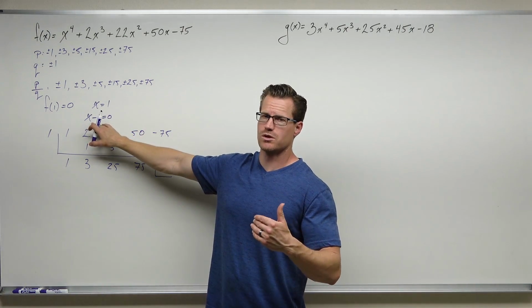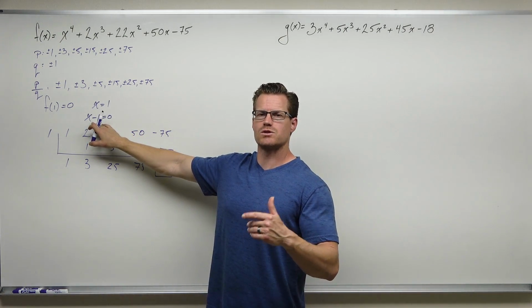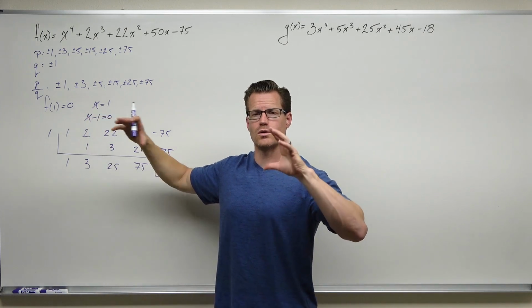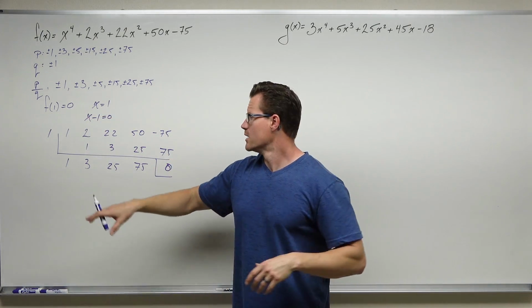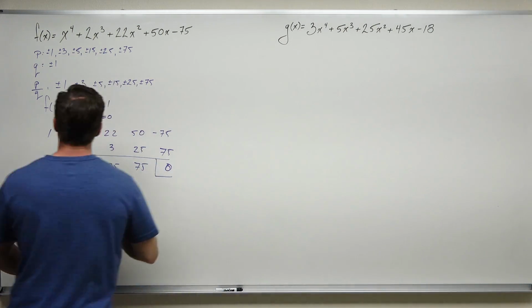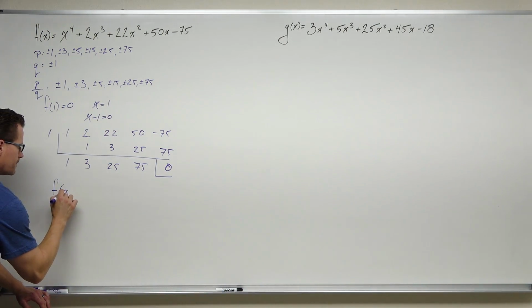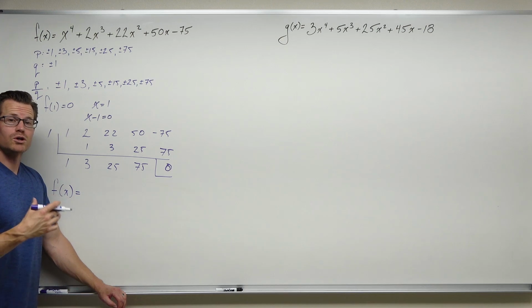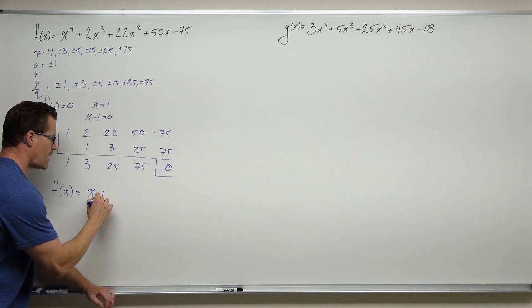Remember, synthetic division only works with linears. Only. And so it's always reducing your degree by 1 for the polynomial that you're finding, your quotient. So we have reduced that power by 1. This is now going to be an x to the third. So we know a couple things about our function. We're going to have a factor of x minus 1.